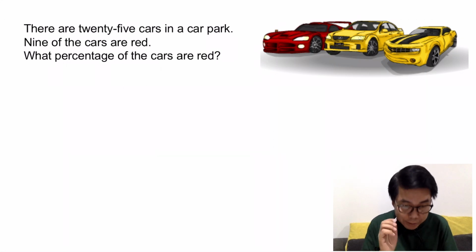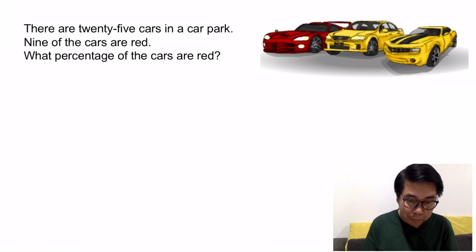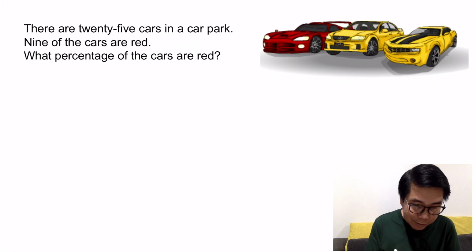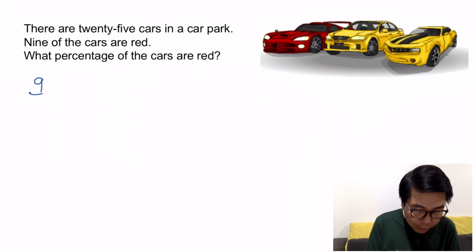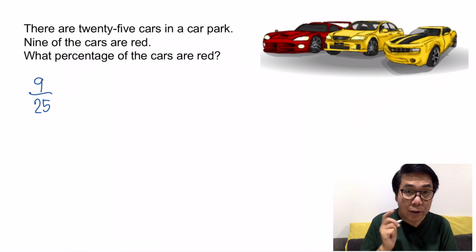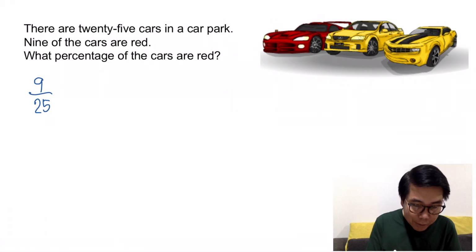So in other words, we have this fraction: 9 out of 25 cars in all. So 9 out of 25 cars are red. That means we have to multiply this by 100%.